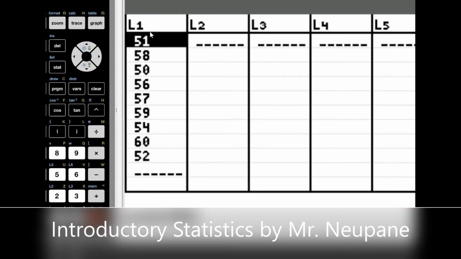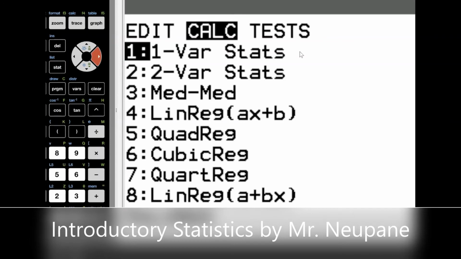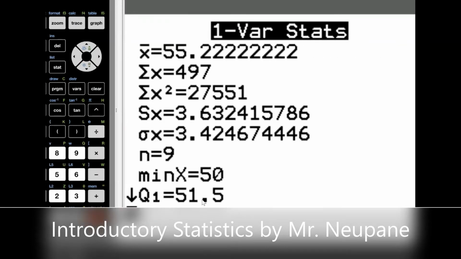After you enter the data, you are ready to calculate those quartiles. So you go to stat, then go to calculate, and we are working on one-variable stats, so just hit enter because one is already selected. Your data is in list 1, we don't have frequency, so come down and hit calculate. Then here, you can see your Q1. Do you see that Q1 over there?